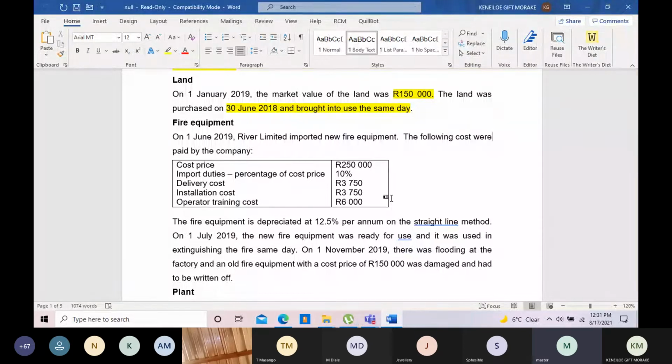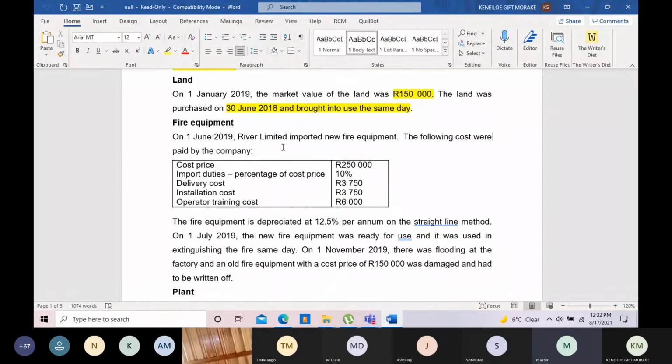Okay, I was saying here, fire. I was on the fire equipment, and I said on the 1st of June 2019, River Limited imported new fire equipment. The following costs were paid: the cost price of the fire equipment is 250 rand. The import duties are 10% of the cost price. So that means if you want to get the amount of the import duties, we need to take the cost price and apply that 10%.